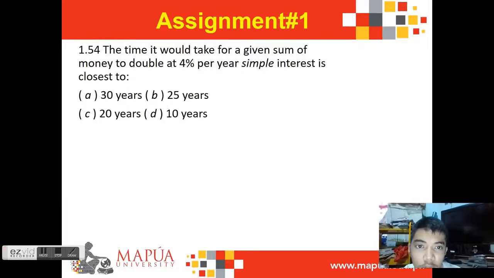First, we need to list all the given that was stated in the problem.